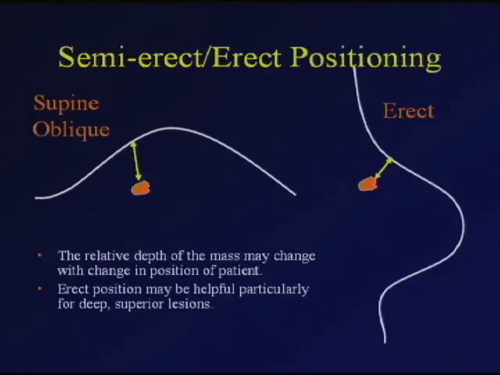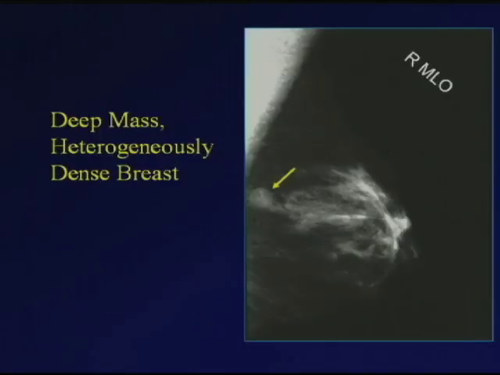And this is just an example of how the distance between skin and a lesion might change if you move the patient from a supine position to an erect position. And this is a rather old case showing a good-sized mass in the posterior aspect of this patient's breast.